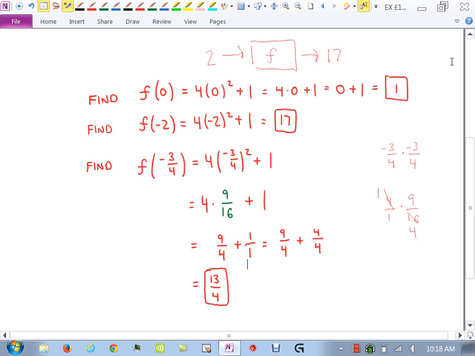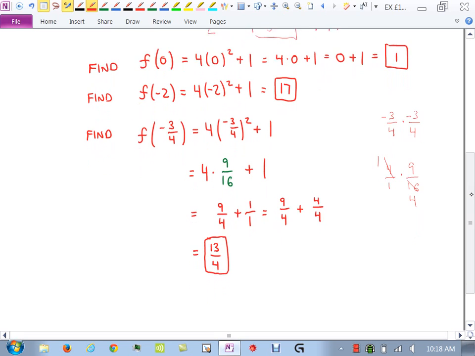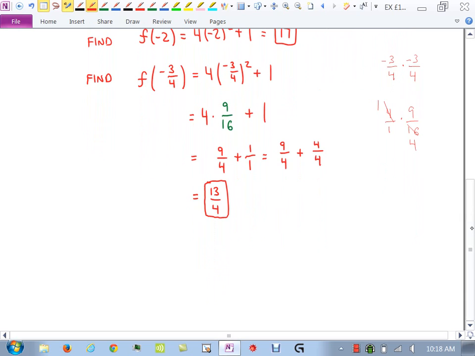Okay, so what happened here is we plugged in negative 3/4, right? We plugged in negative 3/4, and it spit out 13/4. So again, the function just took a number in, spit a number out. You all right with that? We're going to stay with the same function. I'm going to see how you handle this one now.